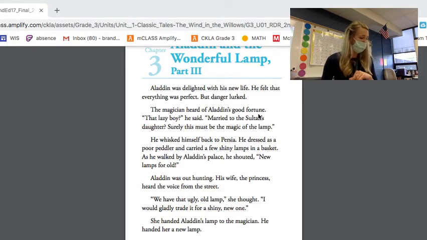Good. Third graders, fortune has a lot of different meanings. One example of fortune is that you have a lot of money. When we read this one, the magician heard of Aladdin's good fortune. Do they mean that he has a lot of money? Yes. Maybe some people think that. Does everybody agree? Yes. What else could they mean?